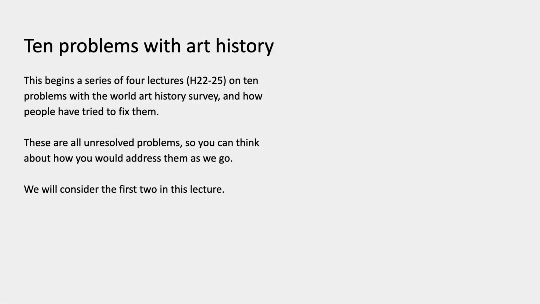So this is the beginning of a series of 4 lectures, numbers 22 through 25, on 10 different problems with the World Art History Survey and the various ways that people have tried to fix them. These are all unresolved problems, so you can think about how you would address each one of them as we go. I'm going to pose them all as questions. I'm going to consider just 2, the first 2 out of the 10 in this lecture.